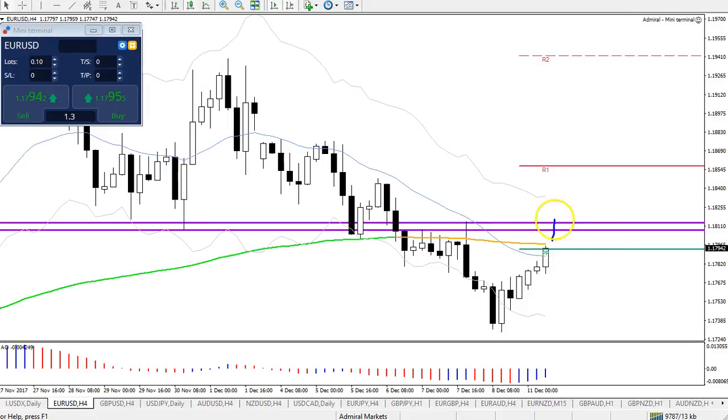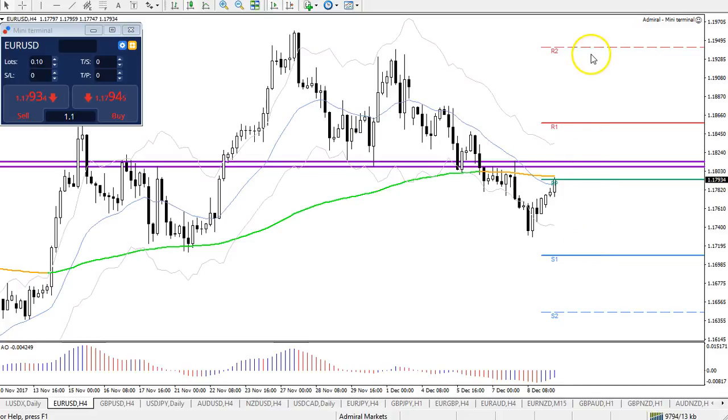continuation. What I would like to see is a bullish candle, a little bit of a hook back, a pullback of that candle, and there's a good chance of a continuation up to the R1 and perhaps the R2. All right. So that's the upside potential.